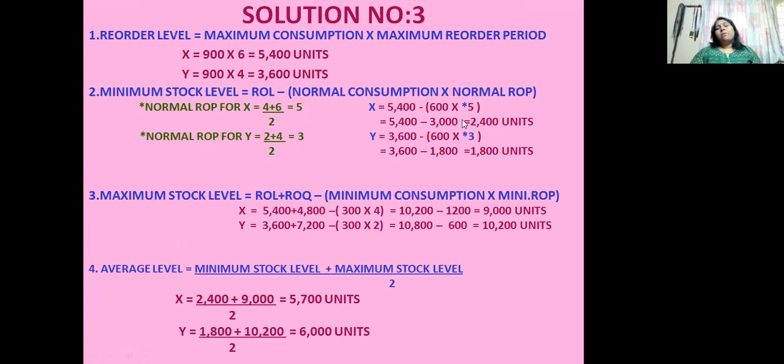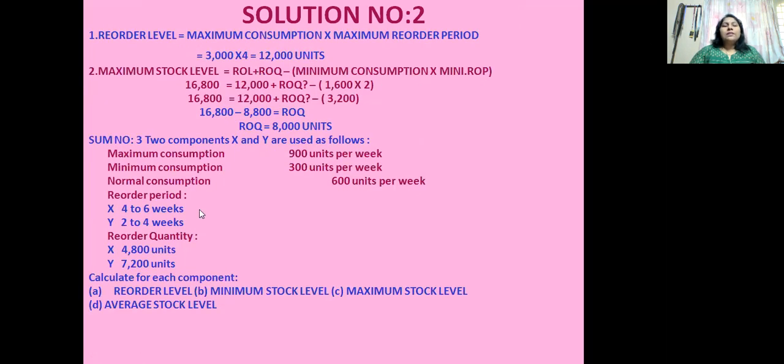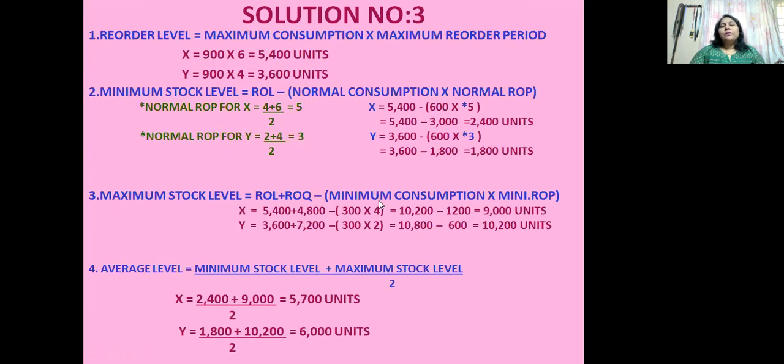Once I calculate the normal reorder period for both X and Y, then I can calculate the minimum stock level. So what's the formula? Reorder level minus normal consumption into normal reorder period. What is the reorder level for X? 5,400 minus normal consumption. What is the normal consumption for both X and Y? 600, right? So 600 into the normal reorder period for X, 5, which I calculated. 600 into 5 is 3,000. So 5,400 minus 3,000, 2,400 units for X. And for Y, I calculated 3,600 as the reorder level. I substitute here, minus normal consumption, common for both X and Y, so 600, and the normal reorder period, 3. I simplified and found the answer, 1,800 units.